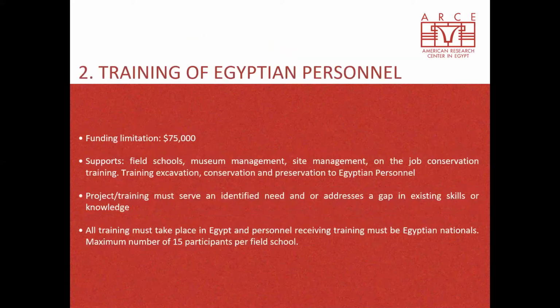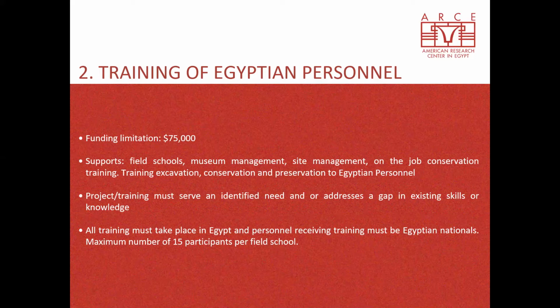The second category under the short-term grant is, like we mentioned before, the training of Egyptian personnel category. And this has a funding limit of $75,000. Funding of this category supports basically training, excavation, conservation, and preservation to Egyptian personnel. The funding of this category supports field schools, museum management, site management, on-the-job conservation training, and basically training in excavation, conservation, and preservation for Egyptian personnel.